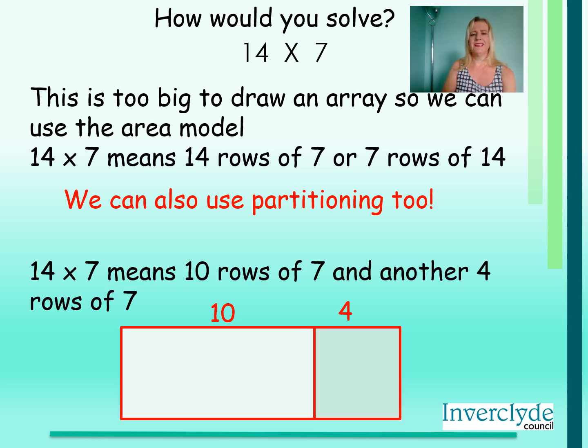14 times 7 is 10 rows of 7 and another 4 rows of 7. Can you see I've drawn a box to show the 10 and the 4? And I'm multiplying by 7. I've partitioned my number 14 into 10 and 4 to make it slightly easier for me to do. And I can jot down my answer inside the box. 7 times 10 is 70, and 7 times 4 is 28. And we would add those two numbers together inside the box to give us our answer of 98.